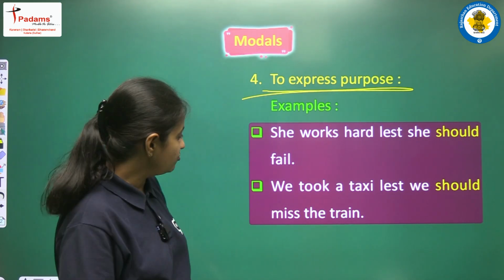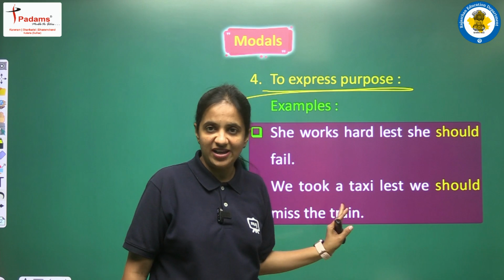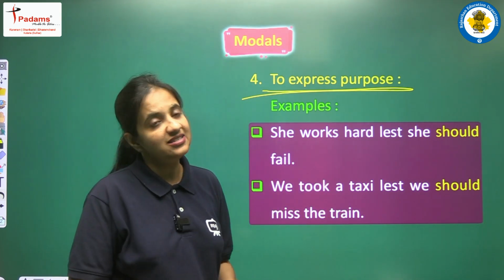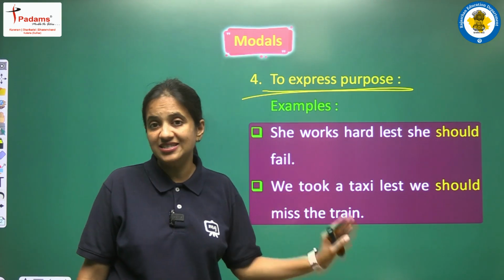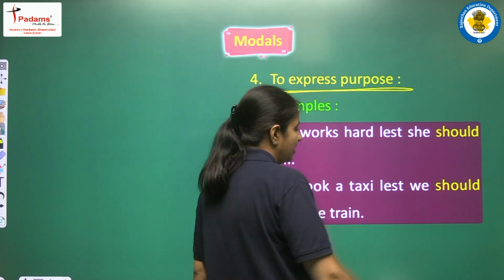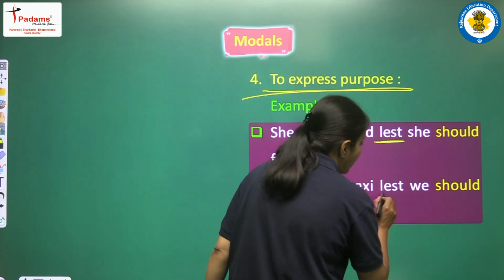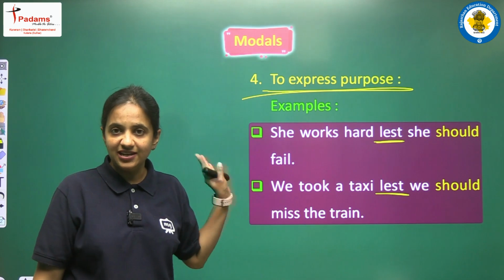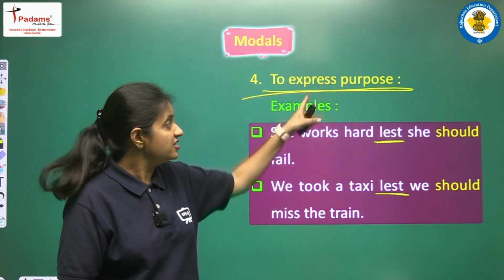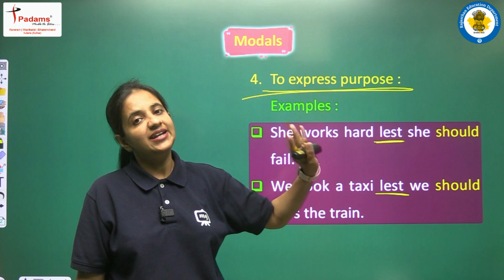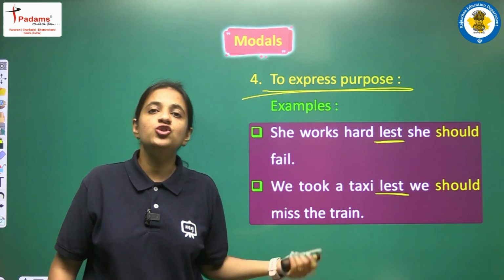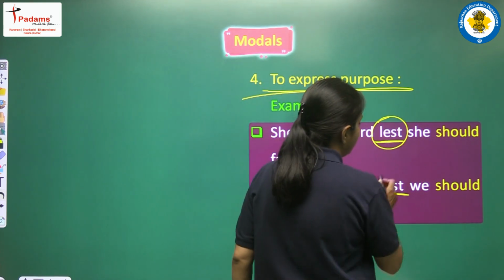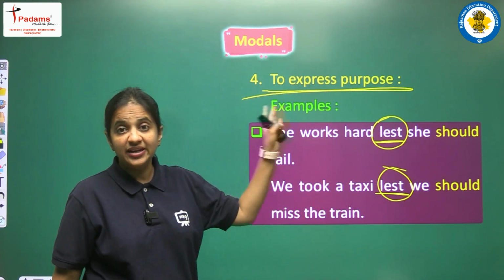So now students, we have to observe both the examples very carefully and then we find out some kind of similarity that is there in both the sentences. So what is the similarity? The similarity is that in both the sentences we are having this word, that is lest. So here one thing is clear, that when should is used to express purpose, used in this manner to show some purpose, then always in the sentence there will be lest.